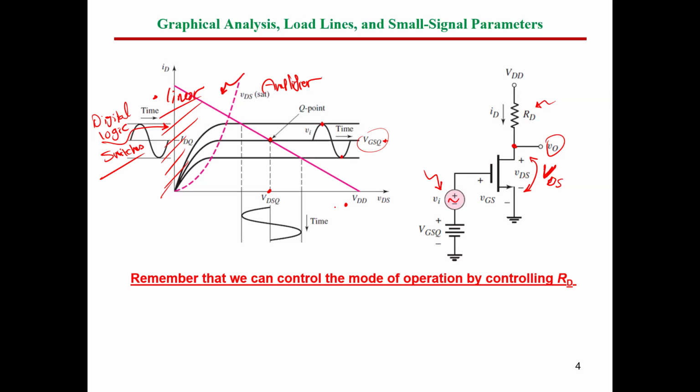So the DC component is nothing but this VDSQ here. And the AC component is the oscillation around these DC components. How much peak we can get here depends on the intersection point of the signal here. So it depends on the input signal and the load line. So it will be reflected on the load line, okay?